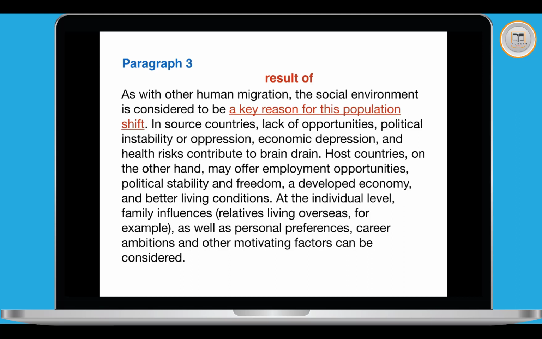Now, this is a good example of why multiple choice questions can be confusing. We've got keywords in this paragraph that look very similar to words in all four of the choices in our question. If I highlight the keywords that I can see here, social environment, source countries, better living conditions, family influences, and ambitions, those words look like words in all four of our choices, so we need to analyse carefully to see which one is correct.